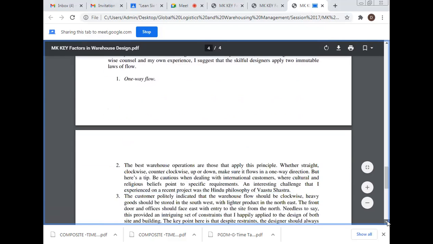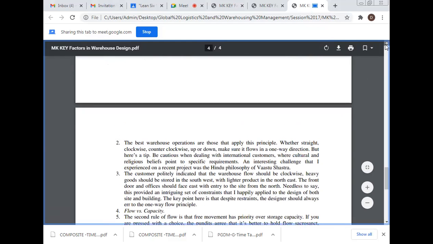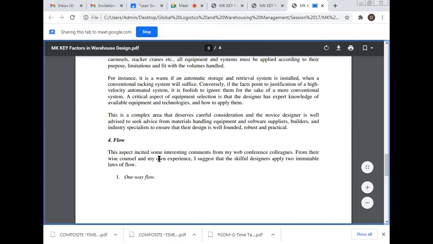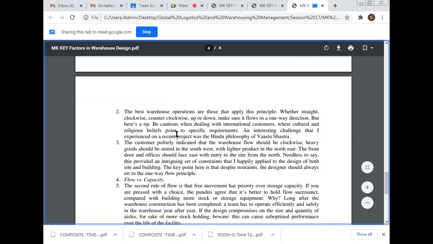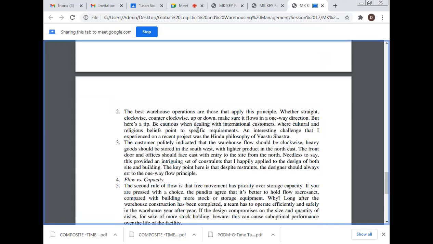Flow. One-way flow. The flow versus the capacity. The best warehouse operation is about the flow of the material. This aspect incites some interesting comments from colleagues and wise counsel, and in my experience the skillful designer applies the first law of the flow: one-way flow. The best warehouse operations are those that apply this principle, whether straight, clockwise, counterclockwise, or up or down, make sure it flows in a one-way direction.